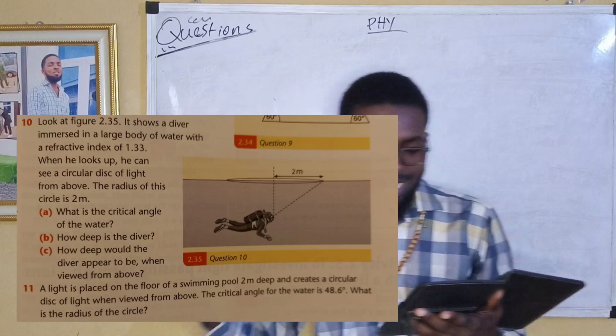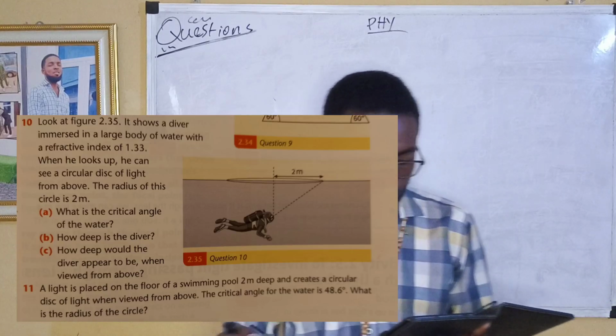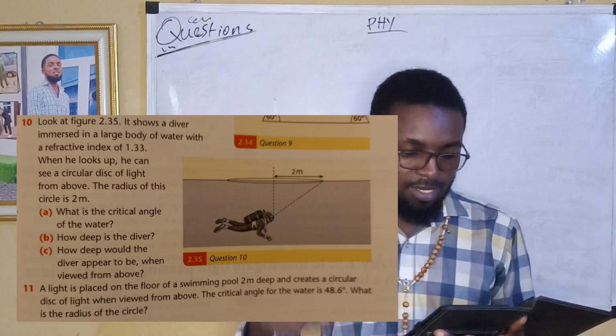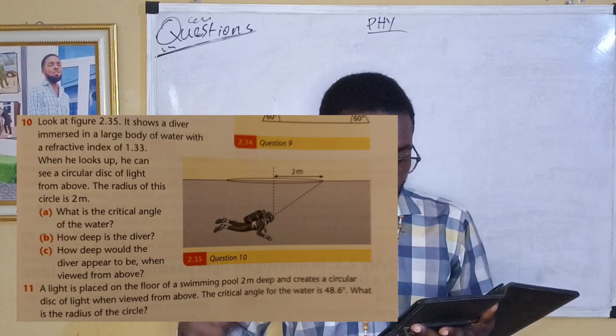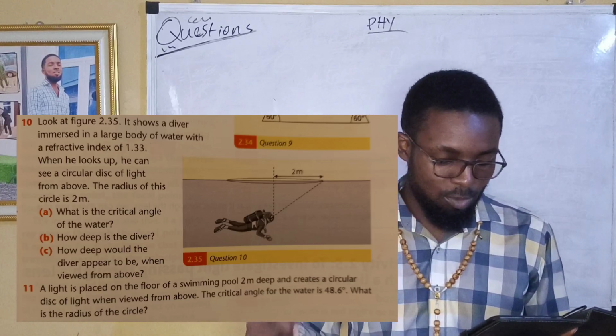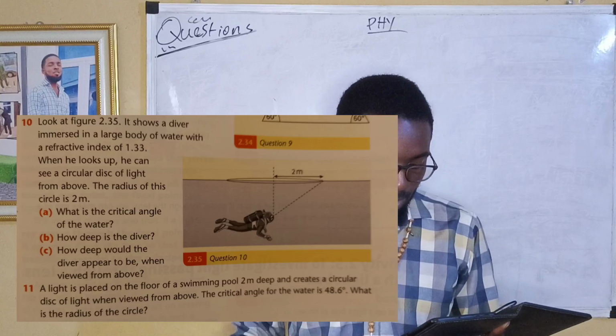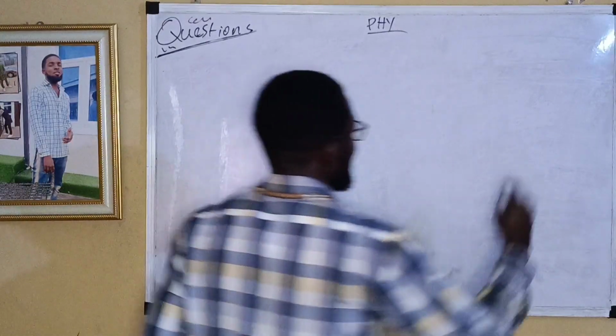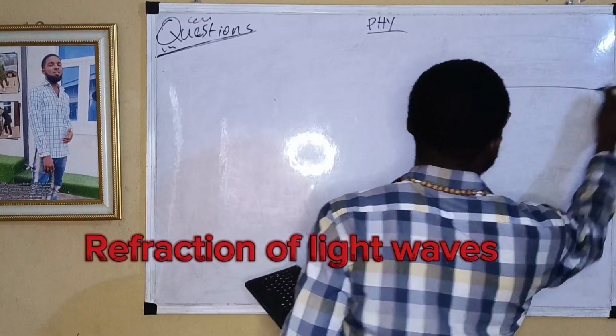A. What is the critical angle of the water? B. How deep is the diver? C. How deep would the diver appear to be when viewed from above? It's a very simple question. All right, let's illustrate this. This is under what? Refraction of light.